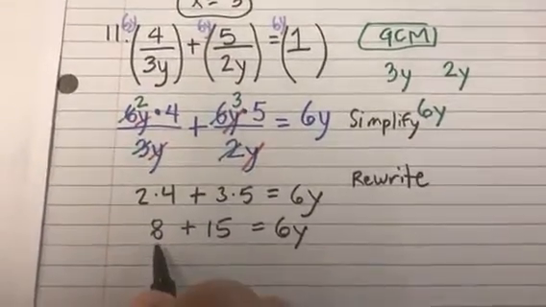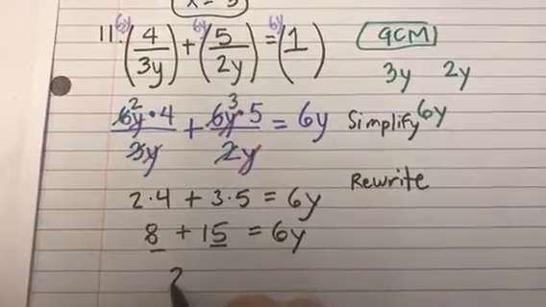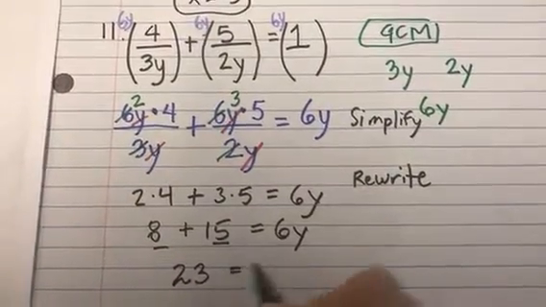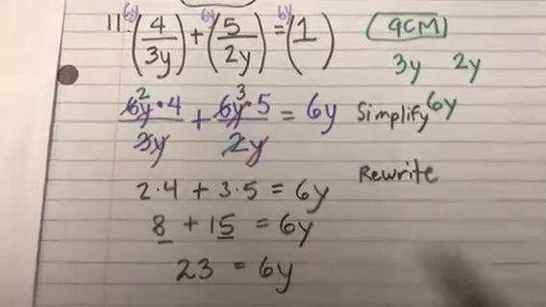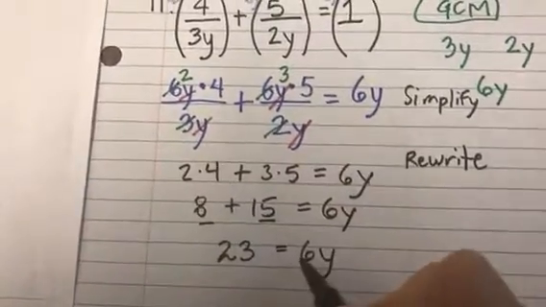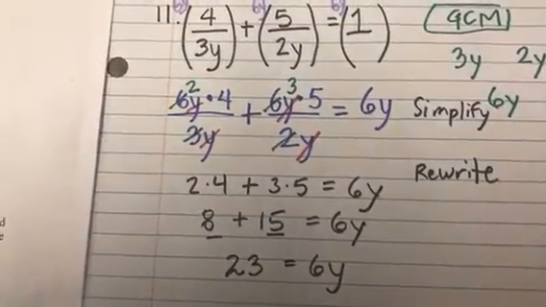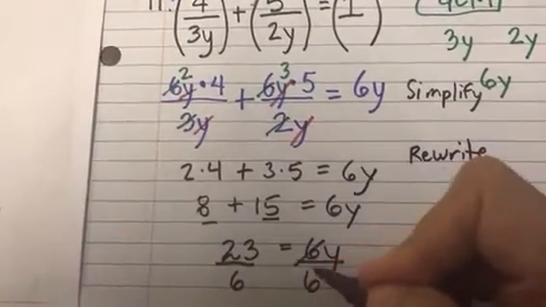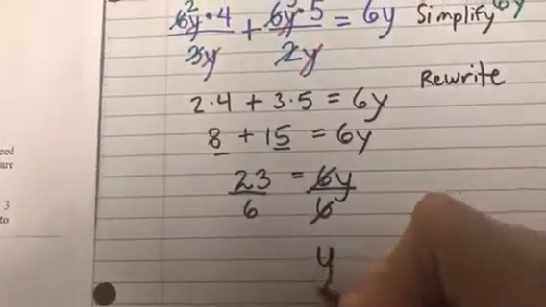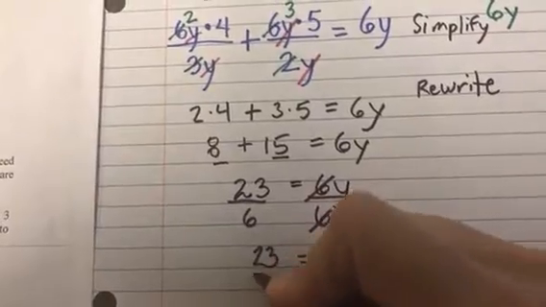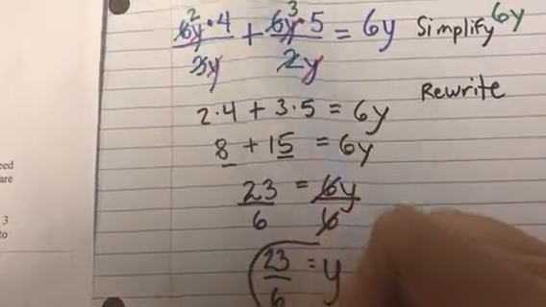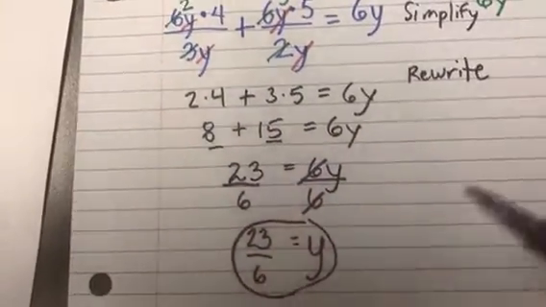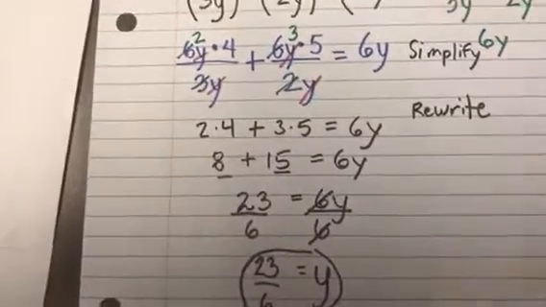These terms are alike, so I'm going to combine them. So that'd be 23 equals 6y. And I still have y, the number 6, keeping y from being by himself. So I'm going to go ahead and divide both sides by 6. That would cancel. My final answer, I'm going to leave my answer like a fraction. 23 over 6 is my final answer.